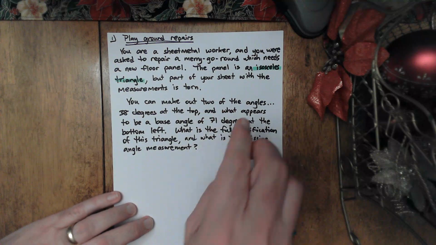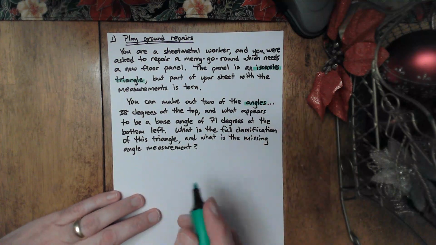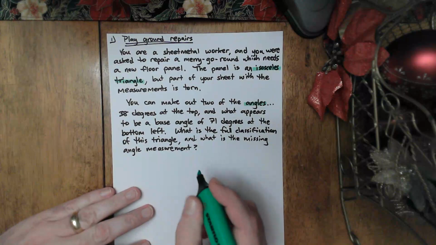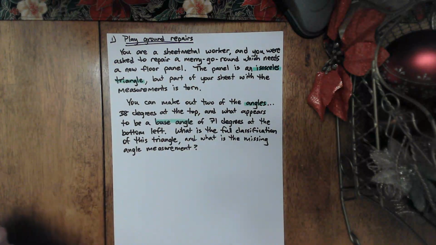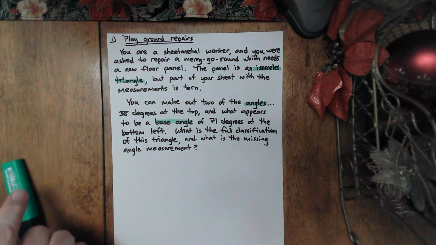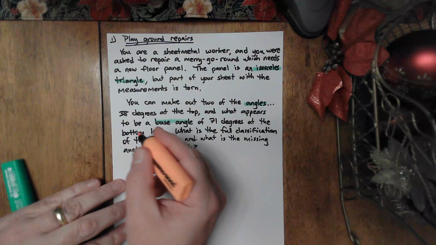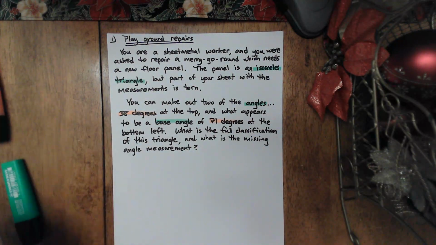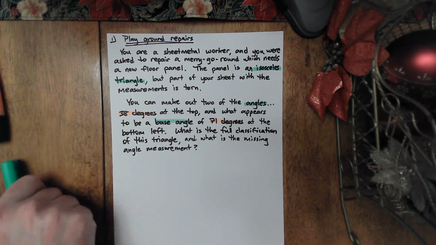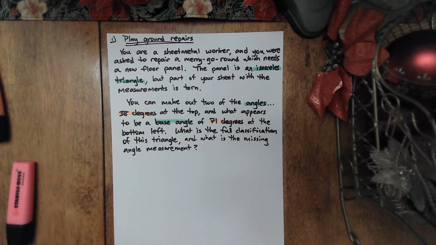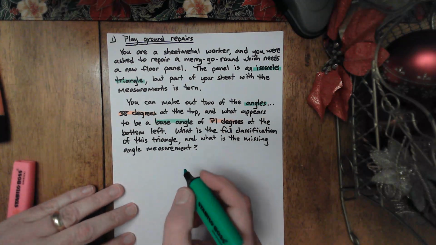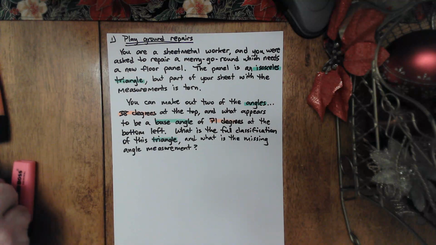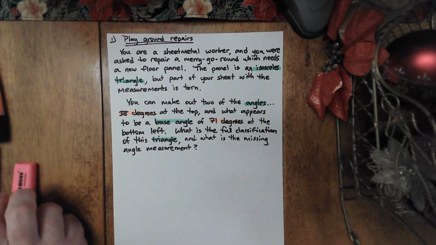You can make out two of the angles, all right? Triangles have angles. One of them is 38 degrees at the top, and what appears to be a base angle, well, there we go, base angle, that's a good one. I'm going to go ahead and mark the angles as well, because that's probably going to come in handy when I start doing calculations. So a base angle of 71 degrees, at the bottom left. What is the full classification of this triangle? And what is the missing angle measurement? Okay, so pretty well constructed question, I think.